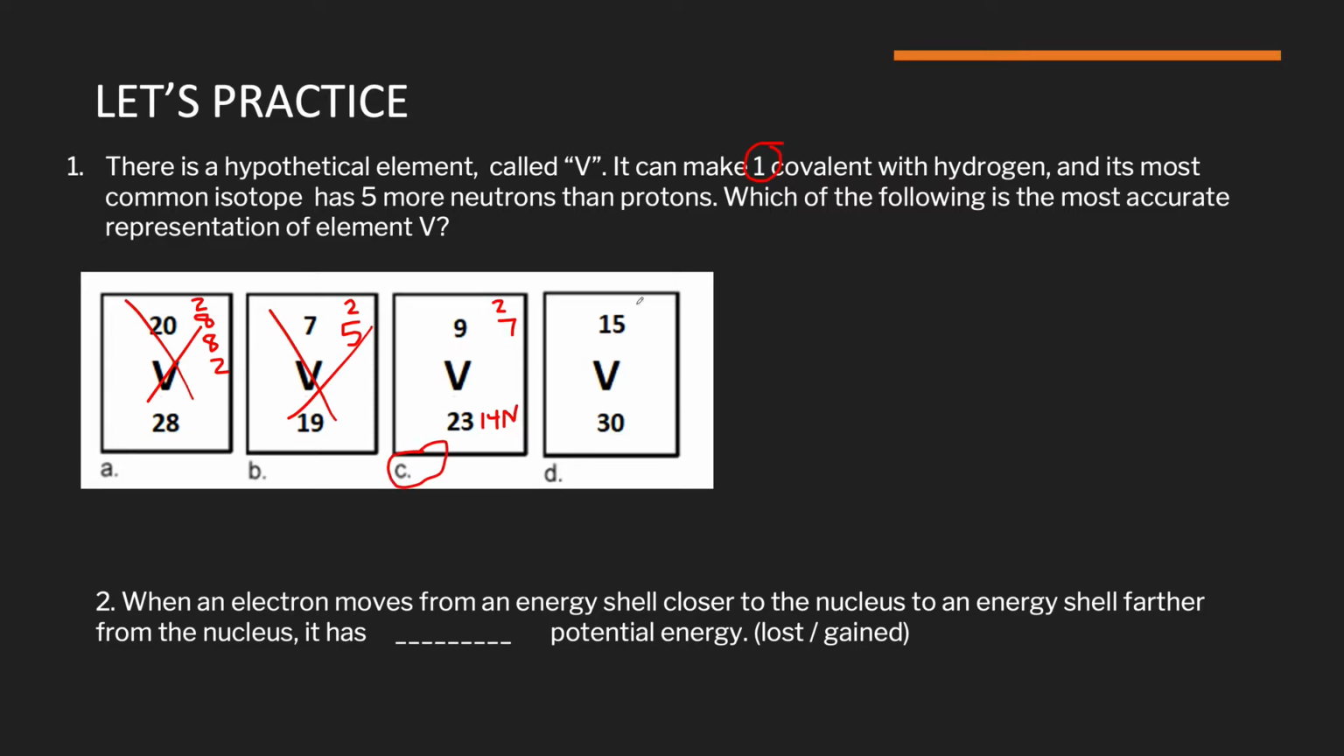Let's just check this one. 15 in its outer shell, that means it has 2, and then 8, that gets us to 10, and then 5 in its outer shell, so it would make 3 bonds. So this one doesn't work either. Okay, so the answer is C.